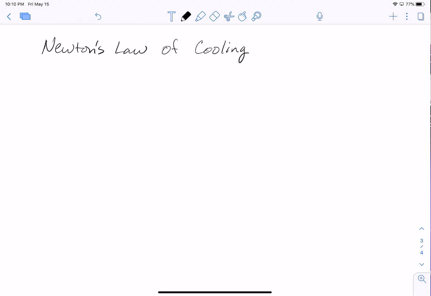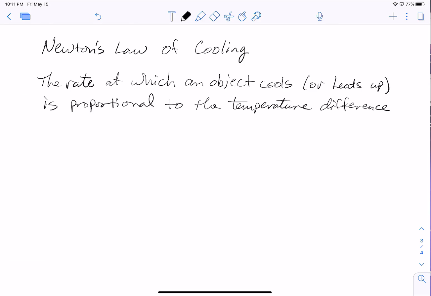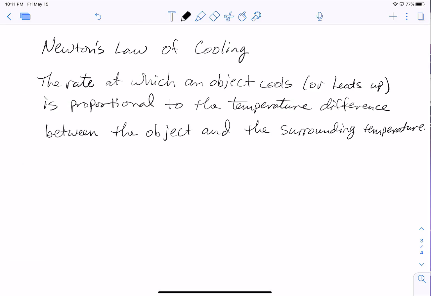Newton's law of cooling states that the rate at which an object cools or heats up is proportional to the temperature difference between the object and the surrounding temperature. Before we get anywhere with this, in terms of variables, uppercase T often refers to temperature. Lowercase t often refers to time. So please do not mix up the cases there.